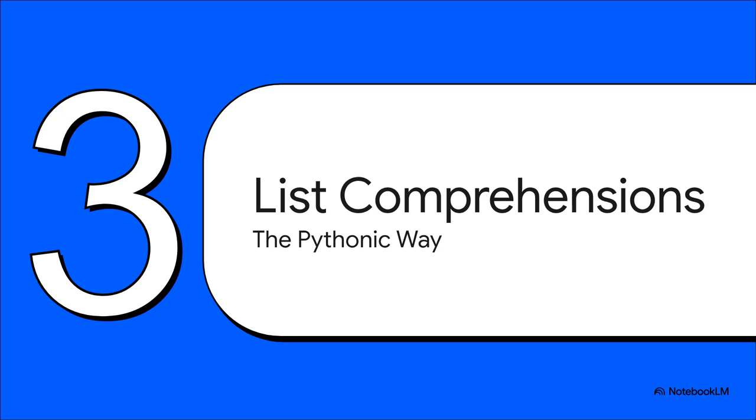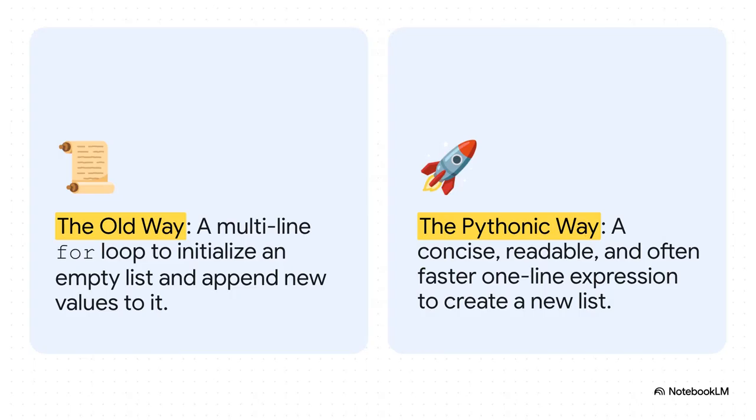Okay, now that we've got the essentials down, it's time to level up your code. If you want to write code that looks and feels like it was written by a pro, code that's cleaner, easier to read, and usually faster, you have got to get comfortable with list comprehensions. I mean, just look at the difference here.